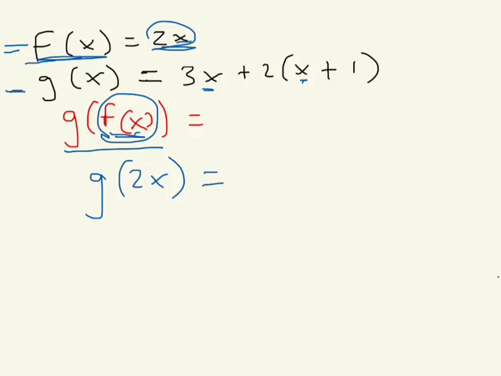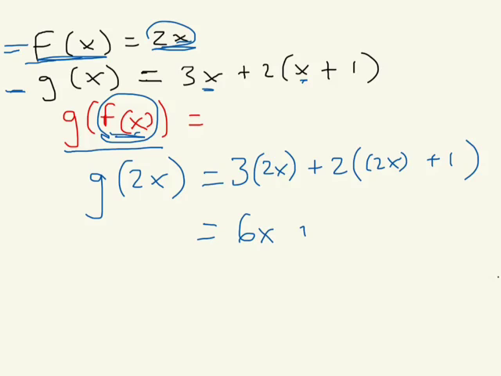So let's do that right now. So I have 3, open my parentheses, 2x plus 2. I'm going to do parentheses again, even though we're inside parentheses, plus 1. Okay, let's simplify that a little bit. 3 times 2x is 6x plus, let's distribute that 2, so 2 times 2x is going to give us 4x, and 2 times 1 is going to give us 2. Finally, let's combine like terms.